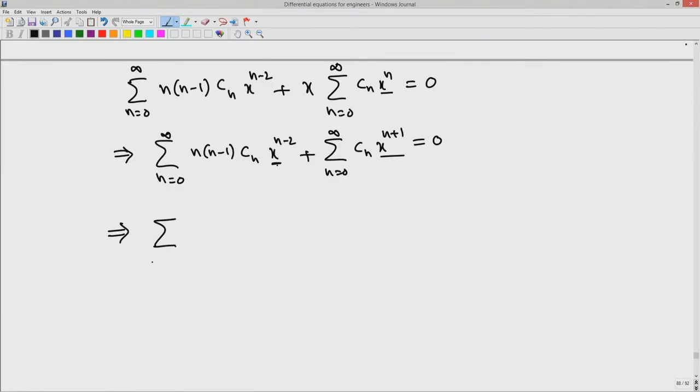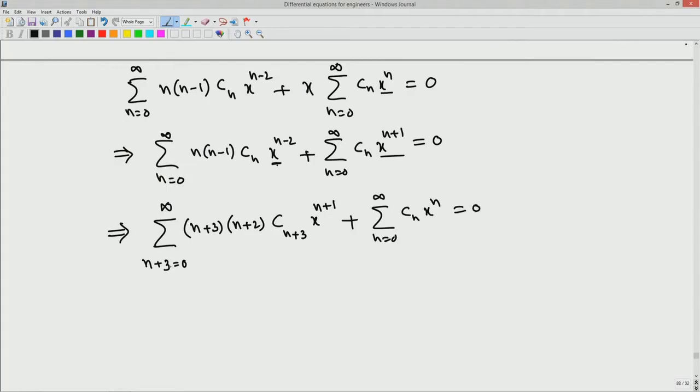I am going to change the index. I am replacing n with n plus 3, right. For n equal to n plus 3 minus 2, that is going to be n plus 1, sigma n plus 3 equal to 0 to infinity, n plus 3 minus 1, n plus 2 c n plus 3 x power n plus 1, okay, plus sigma n is from 0 to infinity c n x power n equal to 0.